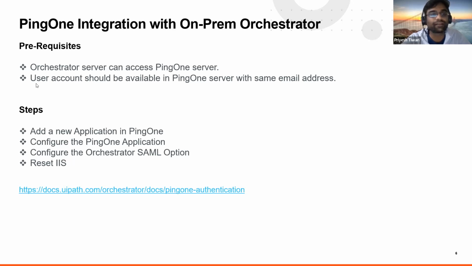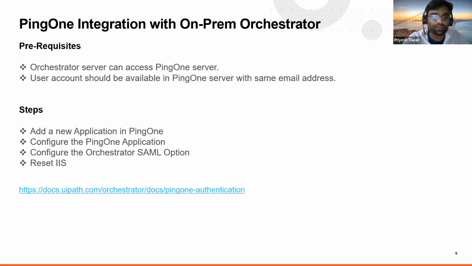The second one is that the user account should be available in PingOne server with the same email address that we are trying to add into Orchestrator. In terms of the steps, there are a few steps involved over here. First, we have to create a new application in PingOne. So it's more about registering our orchestrator application with certain details into the PingOne system. Then we have to configure the same thing in the orchestrator as well for the PingOne details, and then we have to reset the IIS.